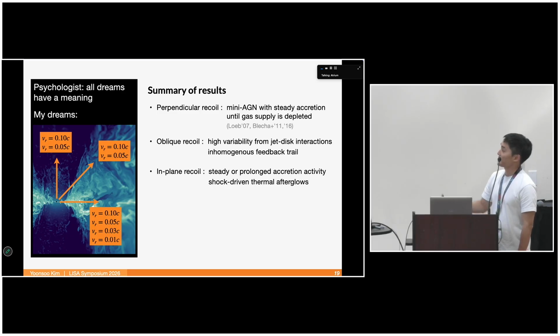So if you eject the black hole 90 degrees from the midplane, I would say this is the cleanest case. The black hole just grabs material and travels out from it, and if we're lucky, we might see this object as something called an off-nuclear AGN. And the 45-degree or oblique recoils are the ones with the highest nonlinearity and variability. And the direct in-plane recoil might also look like pretty smooth accretion activity, but with very bright thermal afterglows.